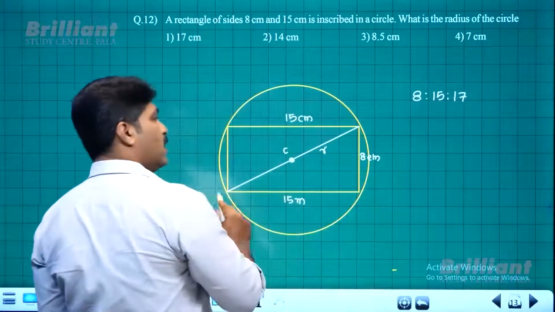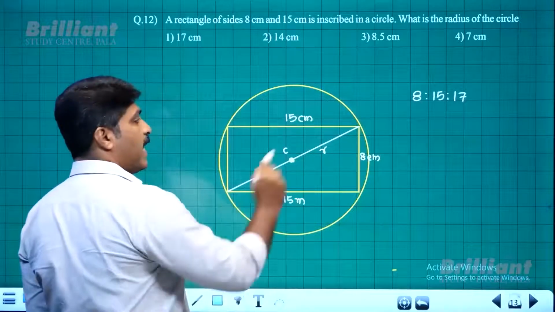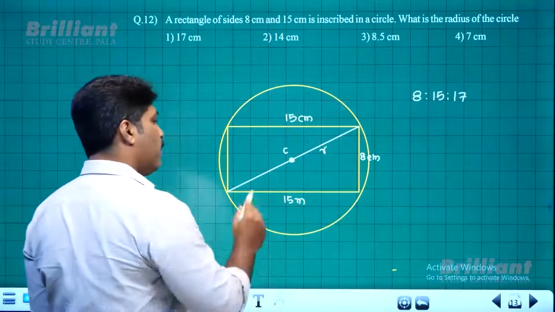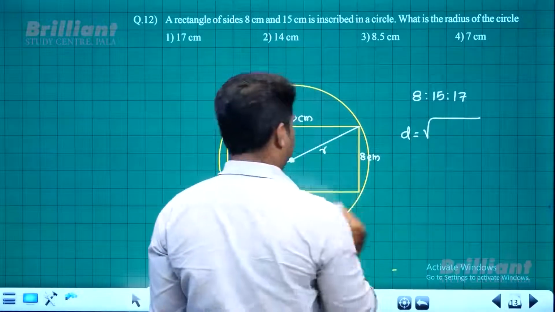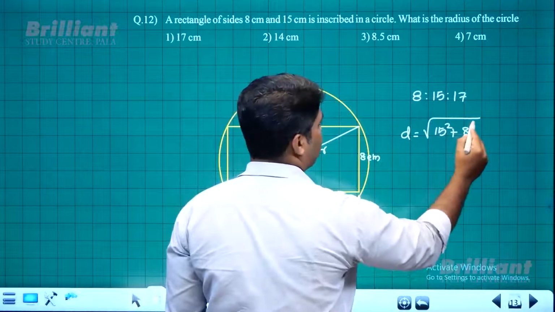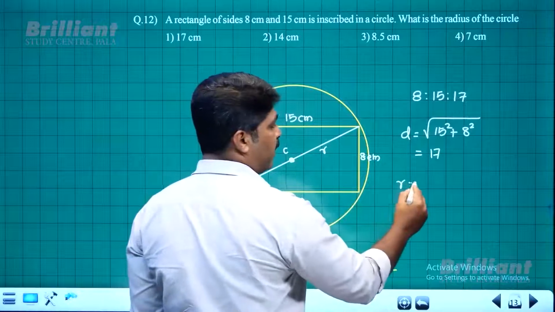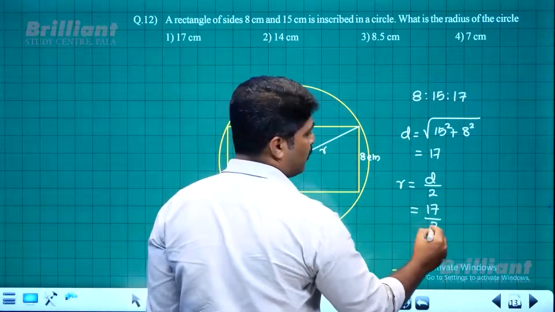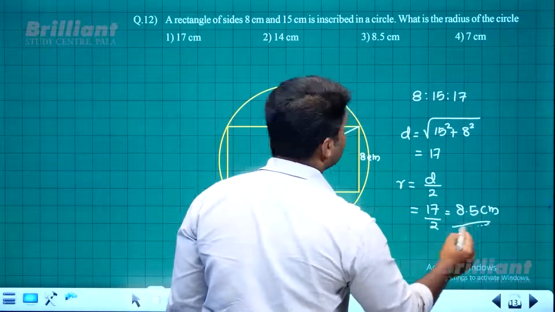So therefore this diagonal is equal to 17. As this diagonal is equal to 17, these two values are 8 and 15. Or otherwise, how can we find out? This diagonal is equal to root of 15 square plus 8 square, so here you will get the same 17. What is the radius? That is this diagonal divided by 2, which is equal to 17 by 2. What will it become? This is equal to 8.5 centimeter.